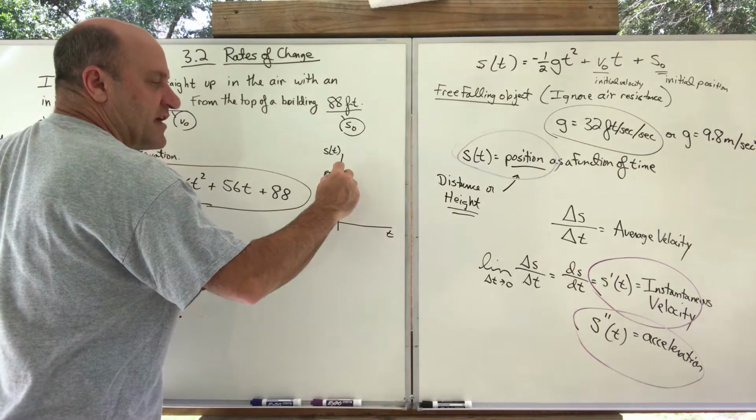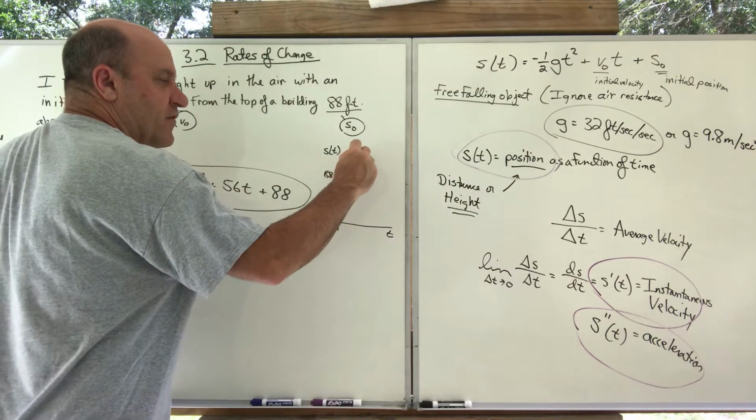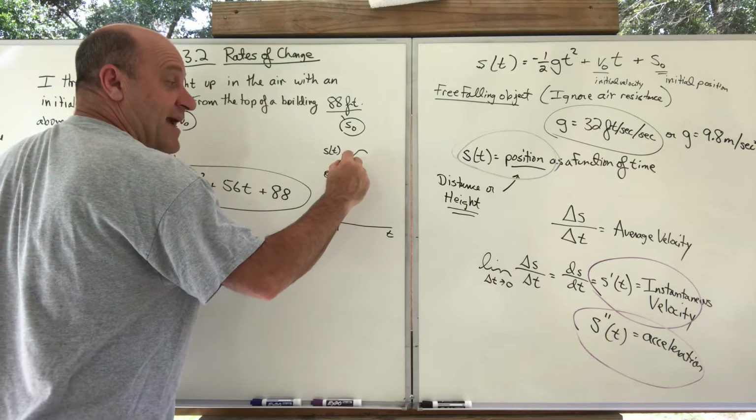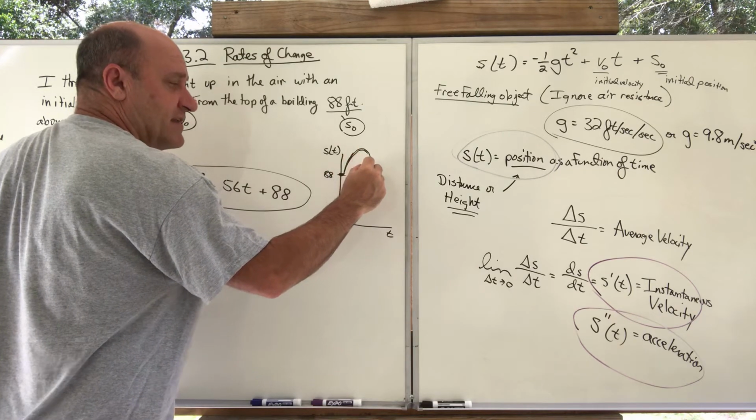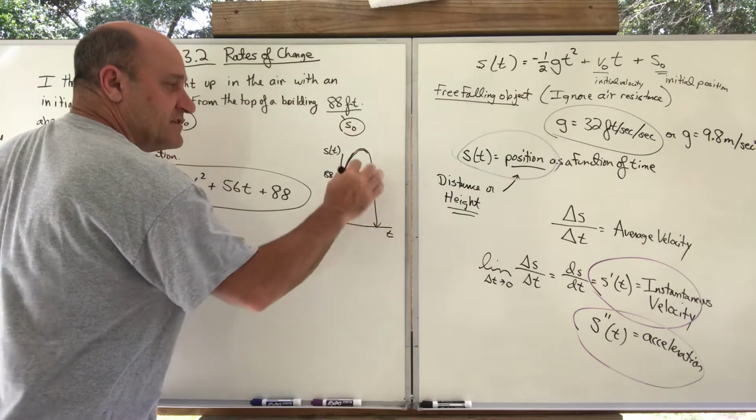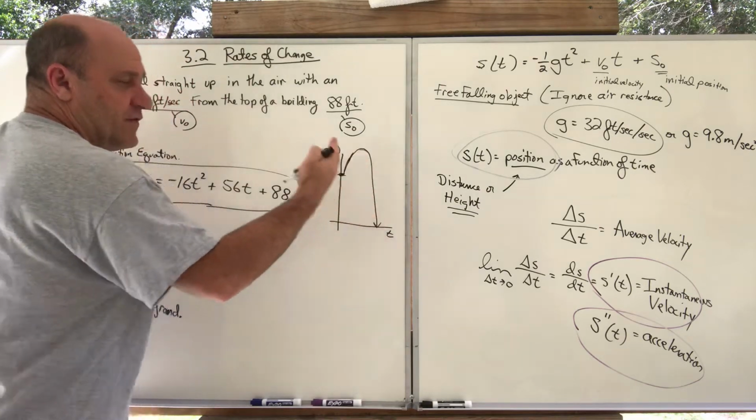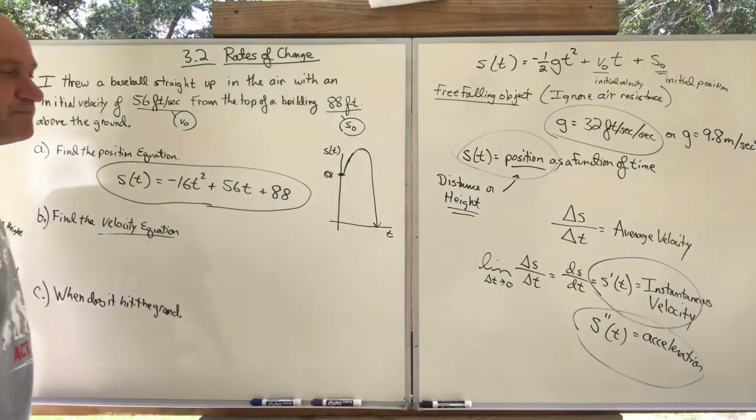So I threw this baseball up in the air. Of course, it's going to slow down as it goes up. It's going to reach a maximum height, and then it's going to start falling toward Earth. It's going to speed up as it goes. So there's a rough picture of it.